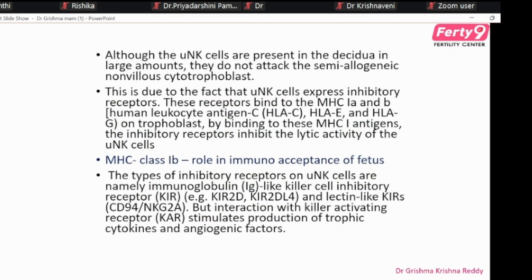Although the uterine NK cells are present in the decidua, they do not attack the fetus. This is due to the fact that uterine NK cells express inhibitory receptors. Mainly the fetus will have the MHC class 1A human leukocyte antigen complex on the trophoblast, like HLA-C, E and G, and then they bind to the MHC1 antigens. The MHC class 1B has a role in immunoacceptance of the fetus. So all these things are there, like killer immunoglobulin receptor. All this will happen in pregnancy.